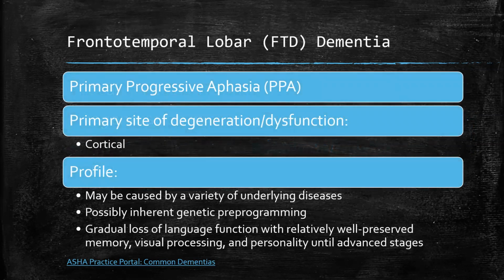So the other frontotemporal lobar dementia is primary progressive aphasia, which you'll commonly see as PPA. This can be caused by a variety of underlying diseases. So possibly inherent genetic pre-programming is going on. Again, like with all these other dementias, we're still looking for more research and more information. Someone with PPA is going to have a gradual loss of language function, but their memory, visual processing, personality is typically pretty well preserved until those very advanced stages.